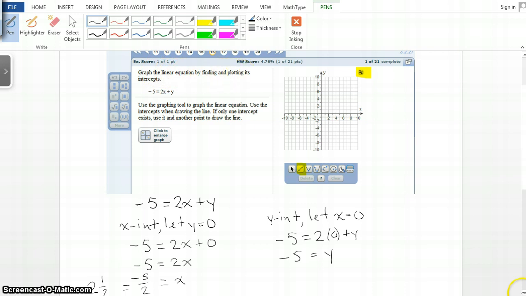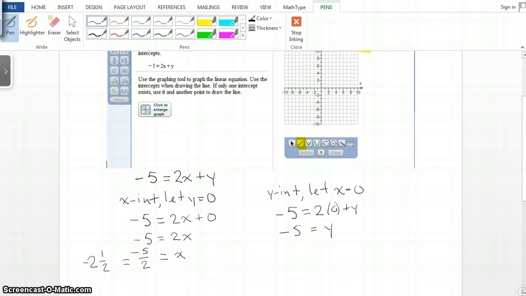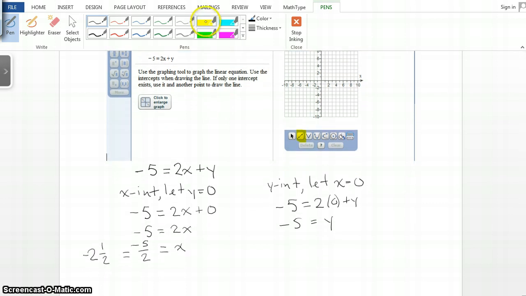What you have to remember is that to find an x-intercept, you let y equal 0. To find a y-intercept, you let x equal 0. Those are the two little rules you have to remember for finding intercepts.